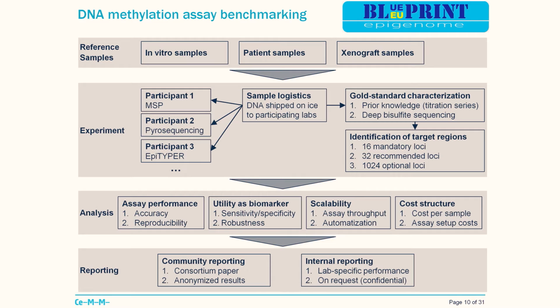For each of these reference samples we have 40 tubes with 1 microgram of DNA, and these 40 sets of tubes each, and sets of 22 mandatory samples, 1 tube each, are sent to participating labs from Blueprint and beyond, who are then applying their favorite assays such as MSP, MethyLight, Pyrosequencing, EpiTYPER, but also more recent homebrew assays like PCR-enriched bisulfite sequencing on the MiSeq and similar assays.